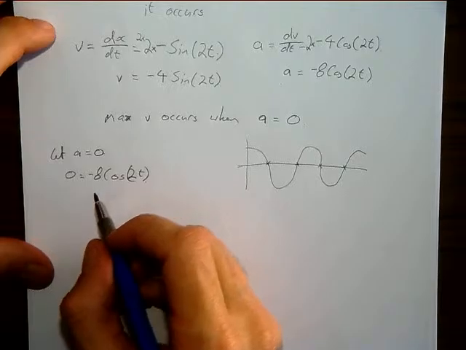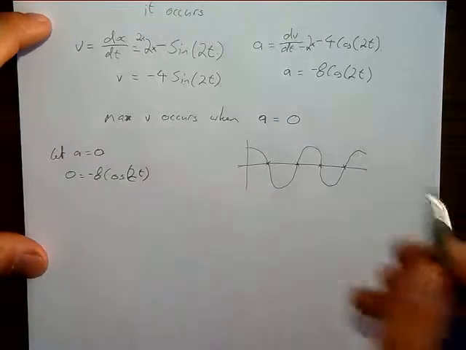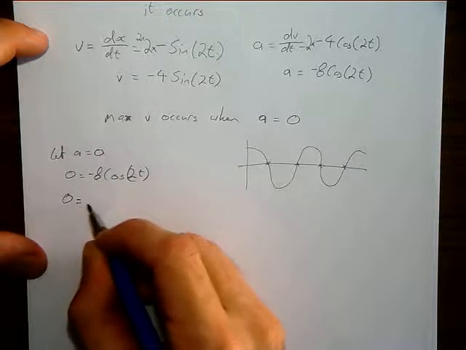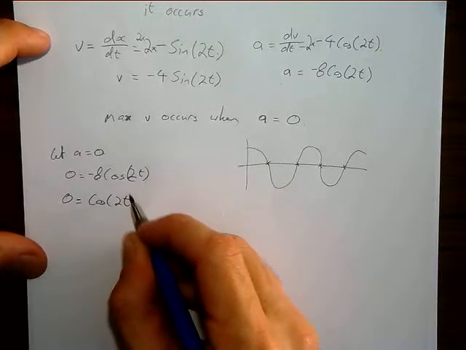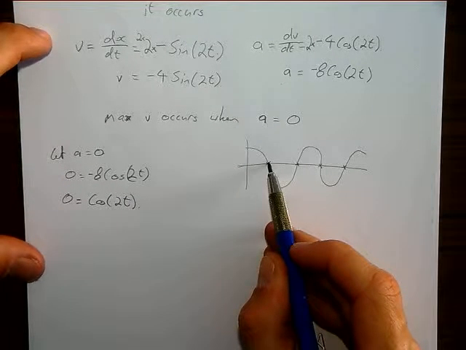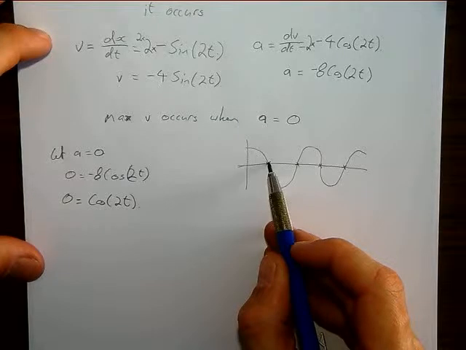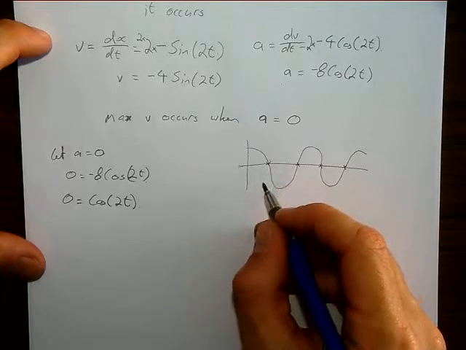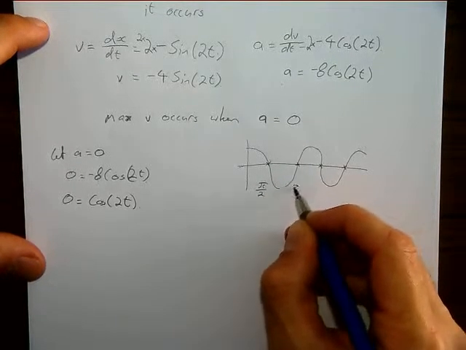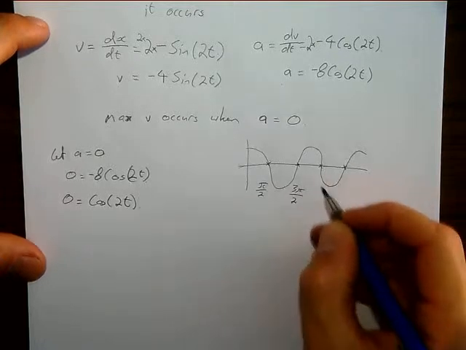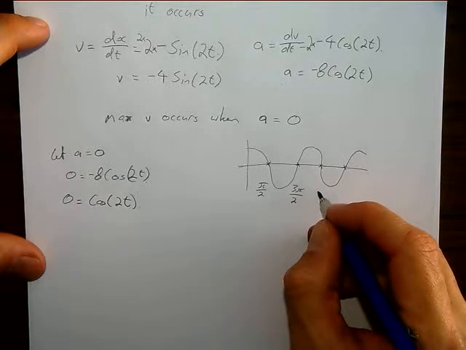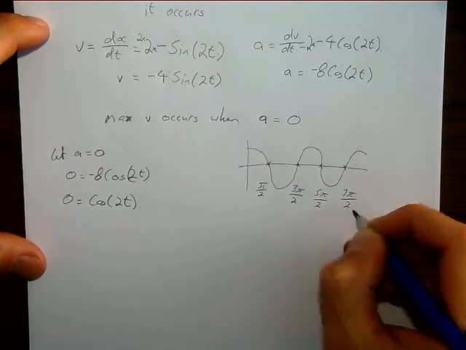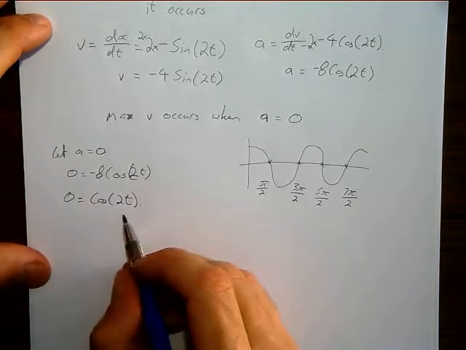If I divide by negative 8 on both sides, I get 0 equals cos of 2t. Now when is my cos function equal to 0? Here, here, here, and here. So that's at pi on 2, 3 pi on 2, 5 pi on 2, and 7 pi on 2. Okay, so I have 4 solutions.